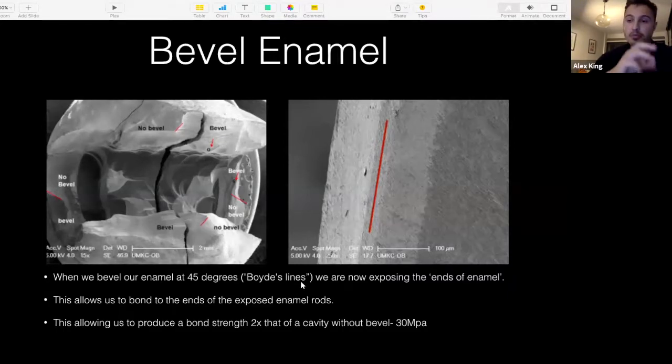And this allows us to do our bonding with our resin, our gold standard bonding agents, and our composite to these enamel rods. And it's been proven that bonding to beveled enamel, the ends of enamel, increases bond strength by double. So 30 megapascals. So even if you can't do any of the stuff that I've mentioned already, if you can't use caries detecting dye, you can't do caries removal endpoint, which you should be able to do without the dye, if you just bevel your enamel, you're doubling the strength of your restoration straight away. Okay.